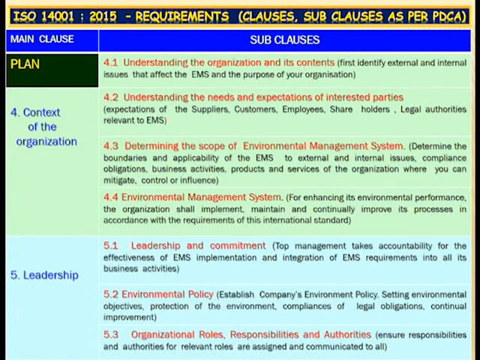The company should first formulate its environmental policy. The policy should highlight setting of environmental objectives, protection of the environment, conserving natural resources and energy, compliance with applicable legal and other requirements, and continual improvement involving all employees. 5.3. Organizational roles and responsible authorities. The organization should ensure responsibilities and authorities for relevant employees are assigned, well understood and communicated to all of them.